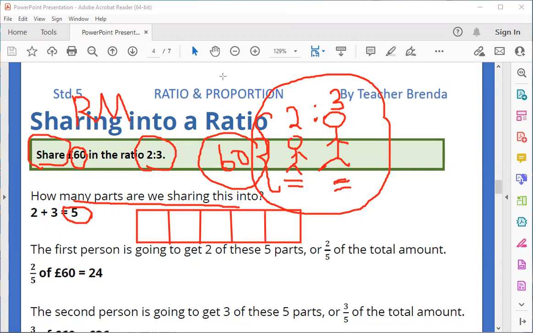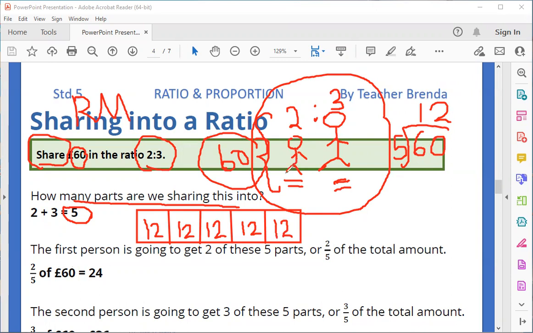Now you tell me, if you have 60 ringgit and you had to divide it into 5 parts, all you needed to do is a long division, 60 divided by 5. And if your maths is good enough, you will automatically know that the answer is 12. Your times table, guys. So every part is 12. 12, 12, 12. So now you can see clearly.